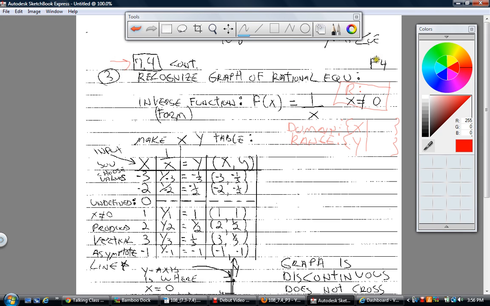We have been working hard. We're going to tackle page 4 here. This is the last page of our class notes, and we are going to do some graphing in this last section. We want to get comfortable with a rational equation.